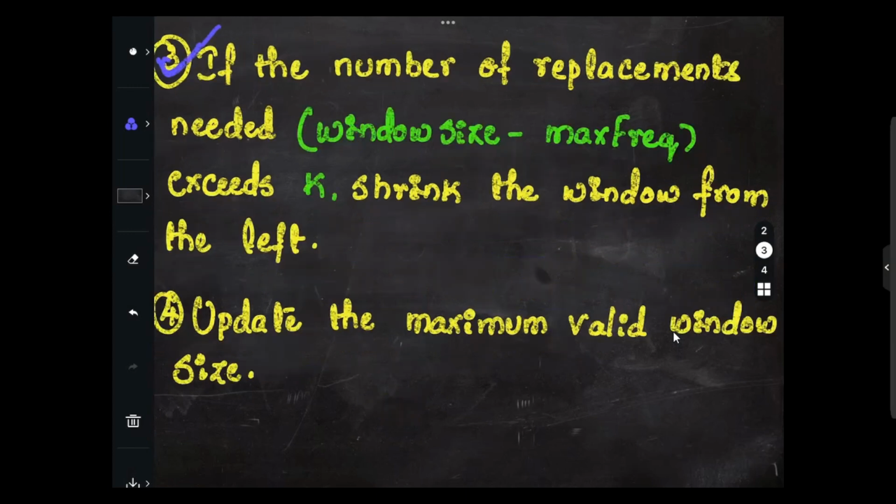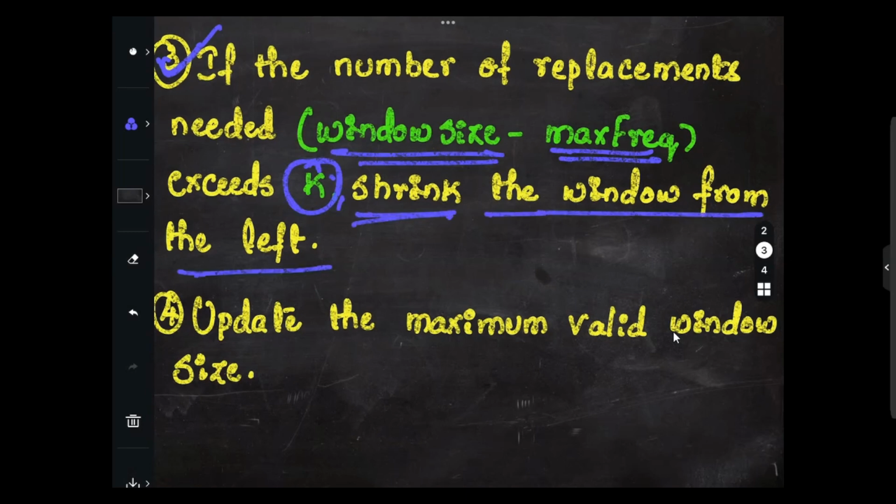So the third step, let's move on with the third step here. If the number of replacements needed, which means window size minus max frequency, exceeds K. This shouldn't exceed K, right? So if it exceeds K, what we have to do? We have to shrink the window from the left. This one we will see when we write the code clearly, so you will understand this crystal clear when we implement these steps in the form of code.